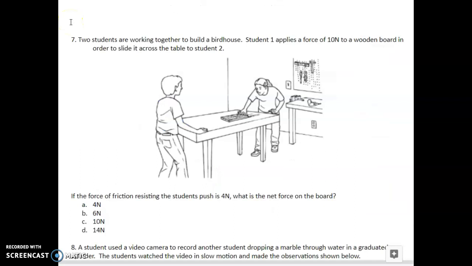Number 7, two students working together to build a birdhouse. Student 1 applies a force of 10 newtons to a wooden board. Okay, so the wooden board, this must be student 1.